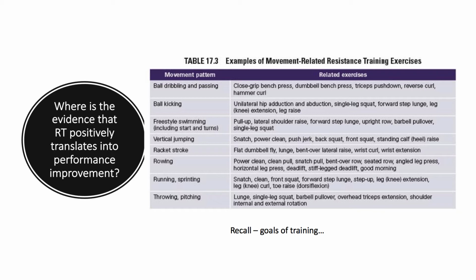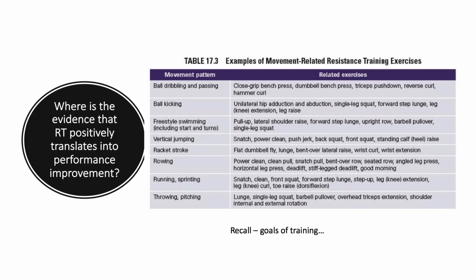So now let's look at some of these examples. Let's look at the movement patterns. So ball dribbling and passing. Related exercises are close grip bench press, dumbbell bench press, tricep pull down, and reverse curl or a hammer curl. Okay, so those are as specific as possible to ball dribbling and passing to strengthen the muscles that are related to that movement in the sport.